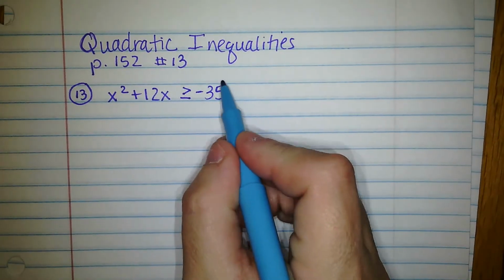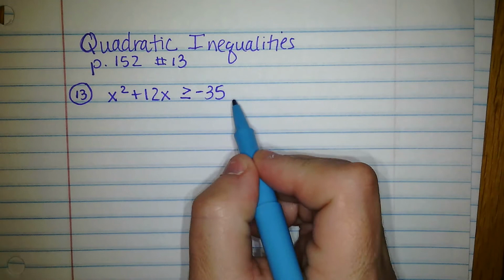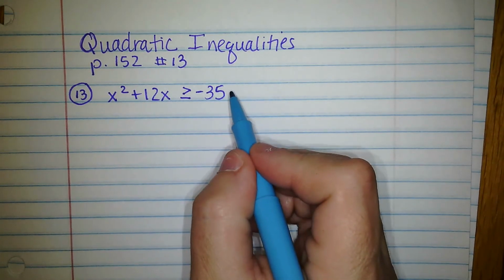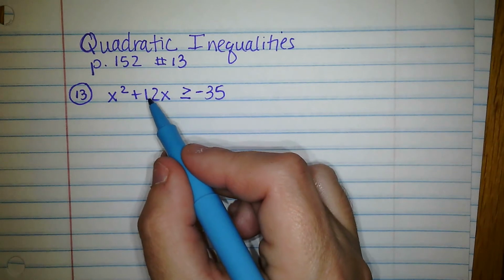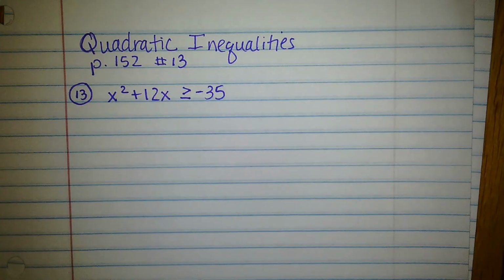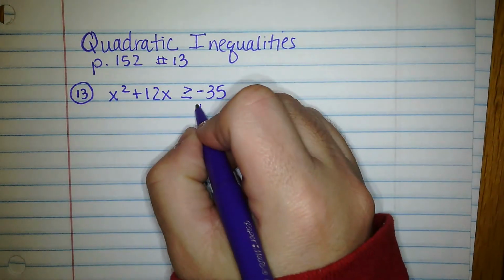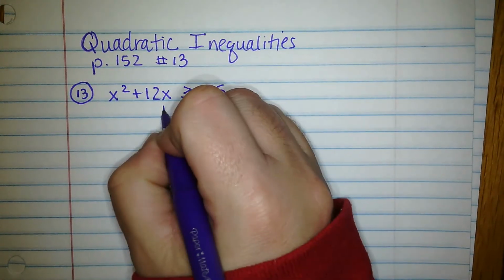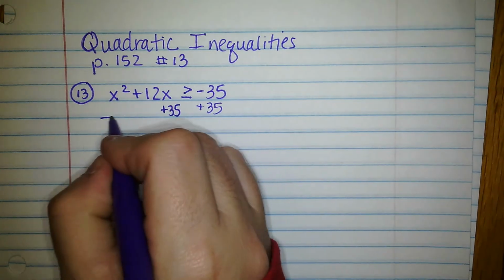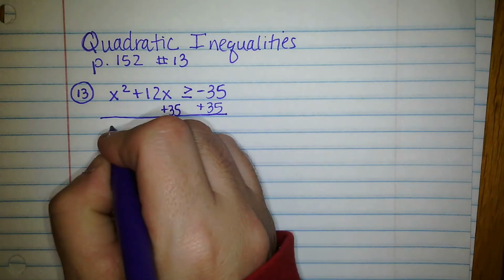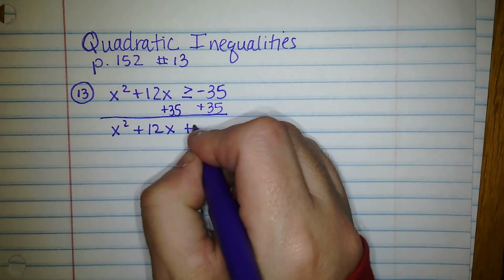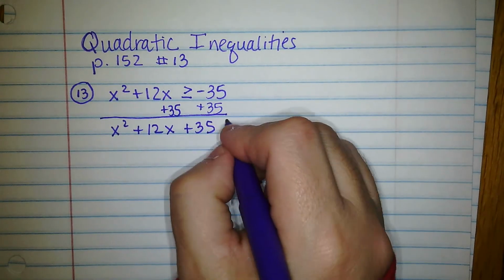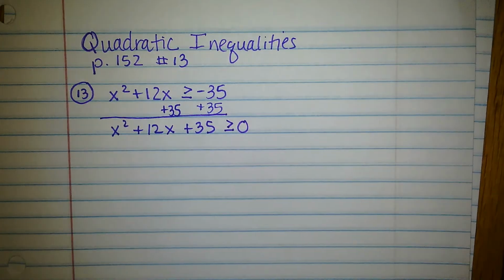But in any case, you always want to make sure that this ends with 0. And this one ends with negative 35. So you need to bring the 35 back over with the other part of the polynomial so you get it in standard form. So I'm going to move that 35 over and get it in ax squared plus bx plus c format. And this is greater than or equal to 0.